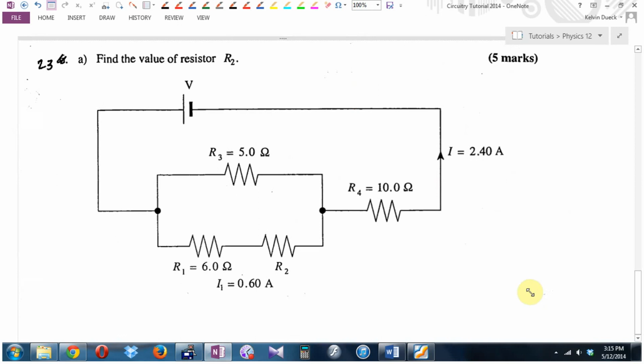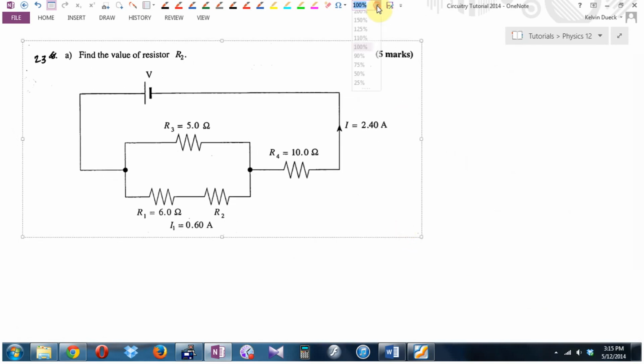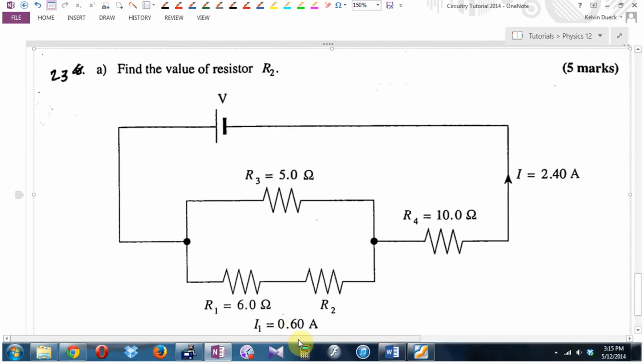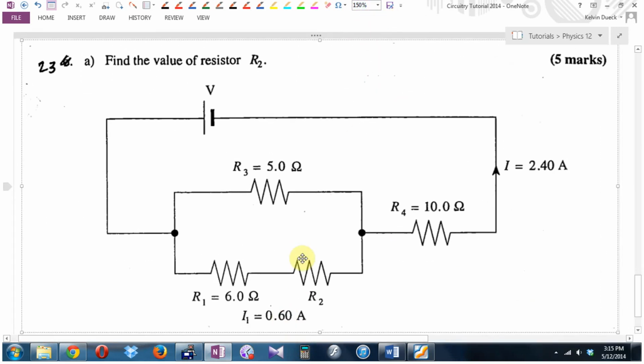Make this a little smaller. Here's why, as soon as I see this, I'm fairly relaxed. Do you notice they gave me current in certain places? This is going to fall apart. I don't know how yet, but anytime they give me current, I kind of go, okay, as long as I'm careful, it's not too bad. I'm going to start filling in everything that I can. Did they give me the total voltage? No, okay. Maybe I can find that as a part B, I don't know.